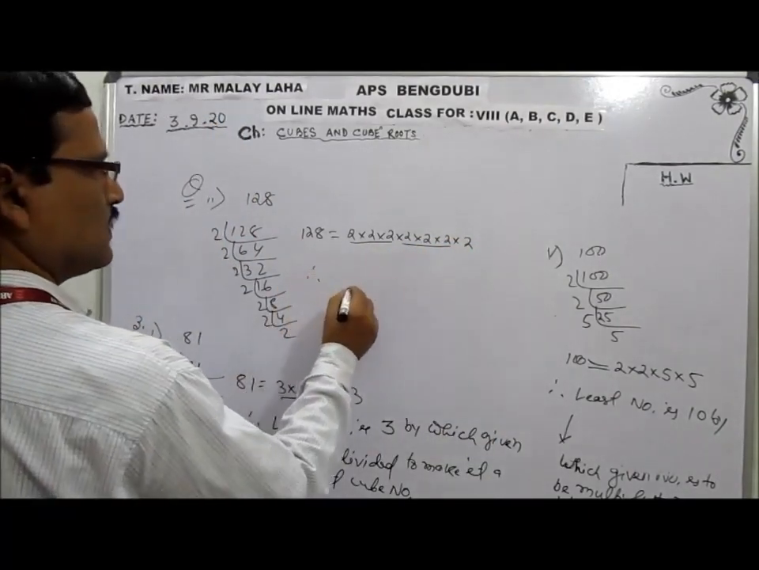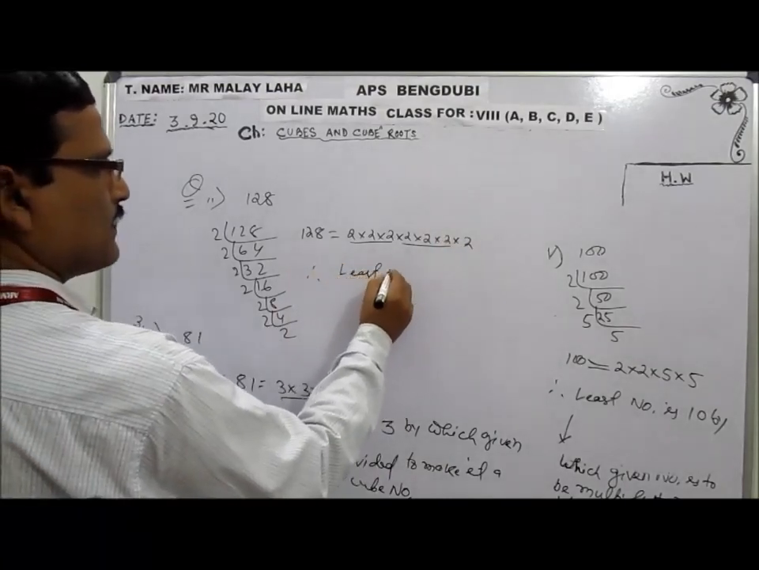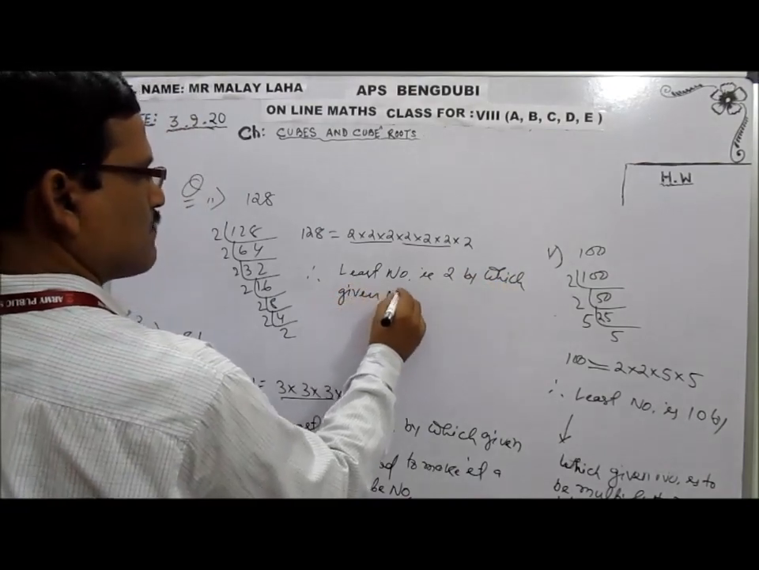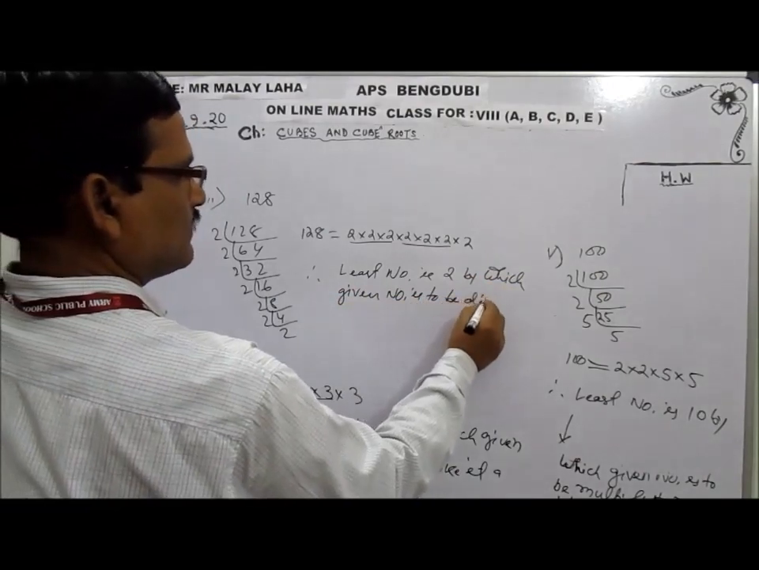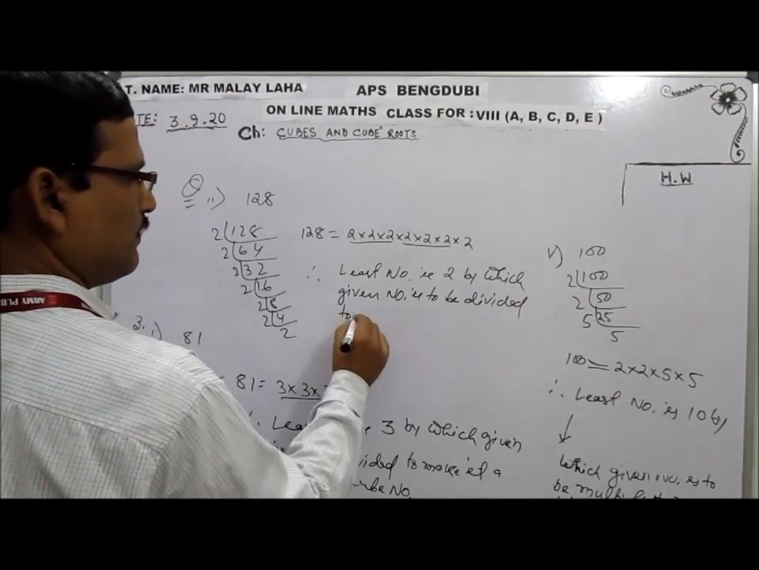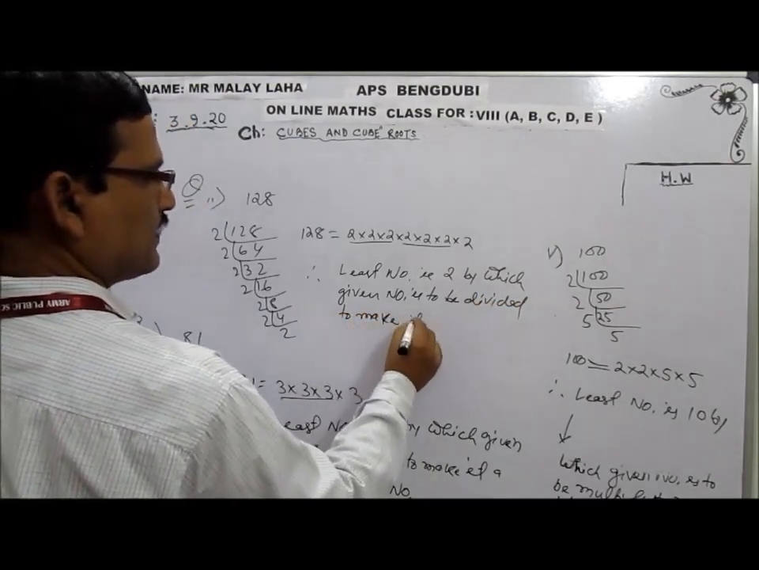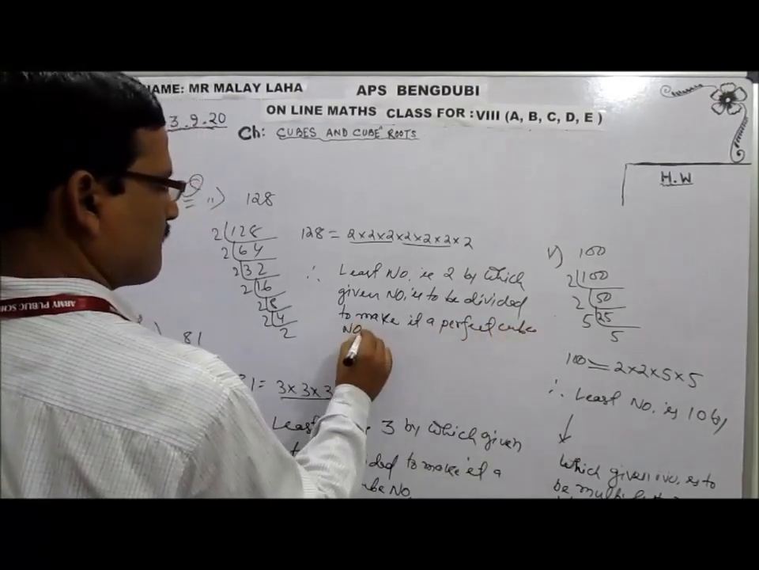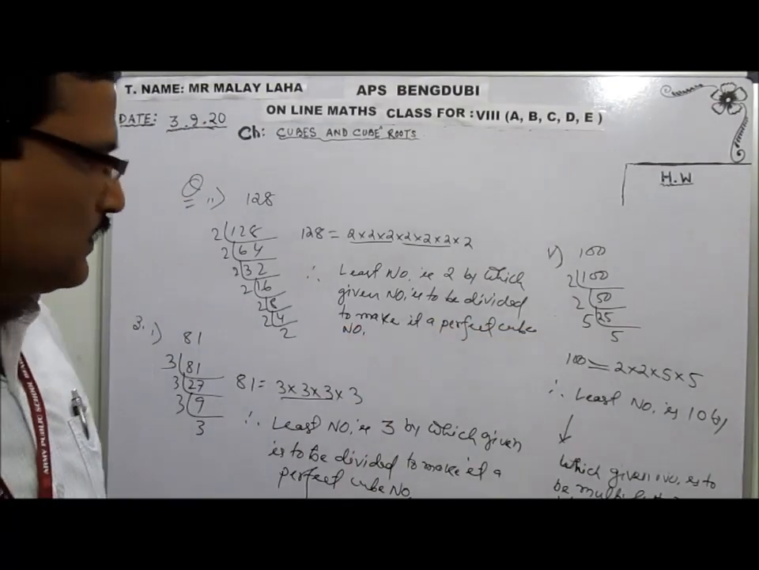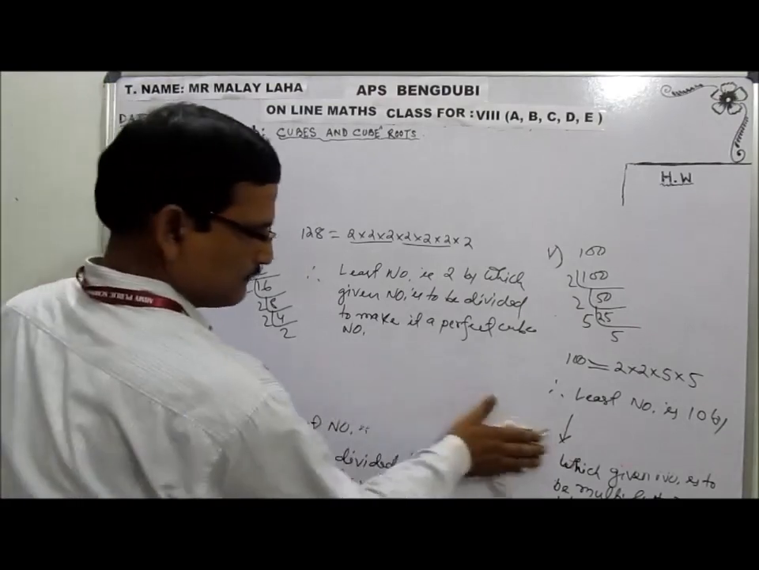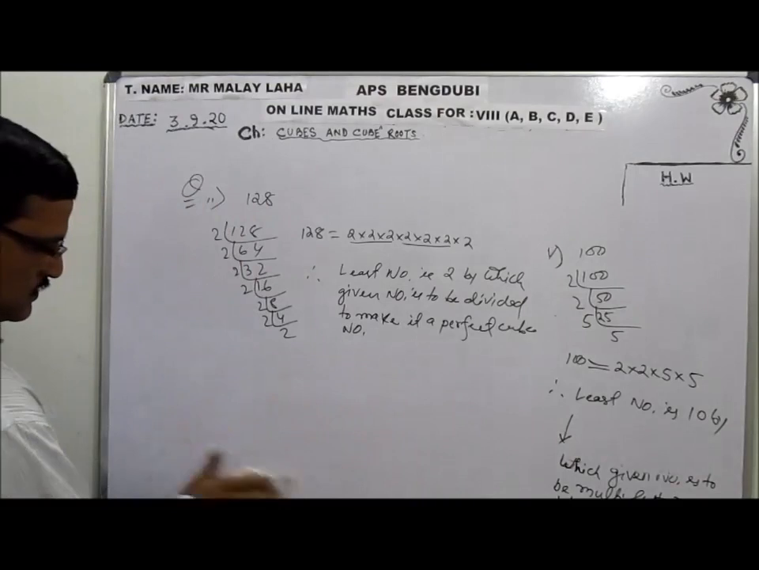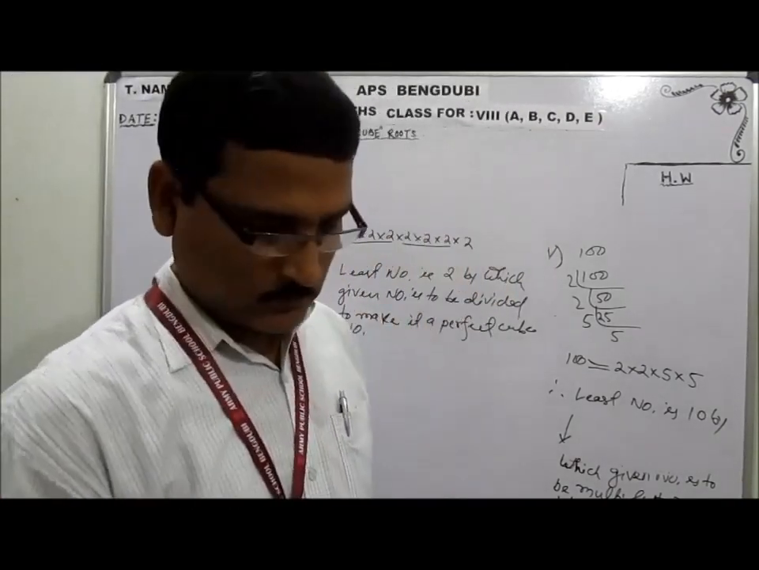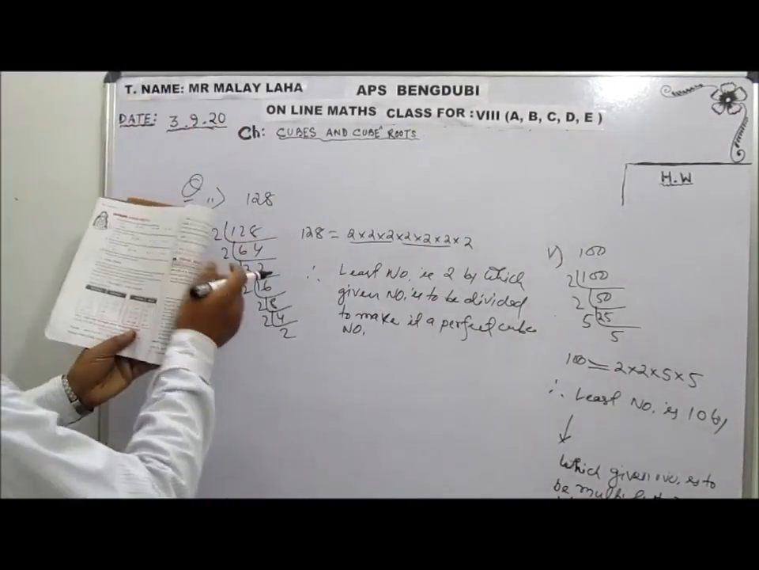So therefore, this I have to remove. The least number is 2, by which the given number is to be divided to make it a perfect cube number. Clear?